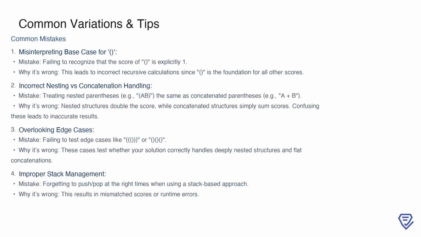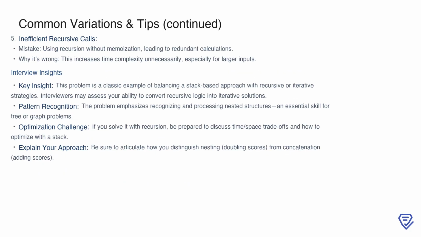It's also important not to overlook edge cases such as deeply nested structures or flat concatenations. These test how well your solution handles various patterns. Finally, improper stack management can create issues, especially if you're not pushing or popping at the correct times. This can lead to mismatched scores or even runtime errors, so careful handling of the stack is crucial in stack-based approaches. Inefficient recursive calls are another common mistake to watch for, particularly when recursion is used without memoization. This can lead to redundant calculations and significantly increase time complexity, especially for larger inputs.